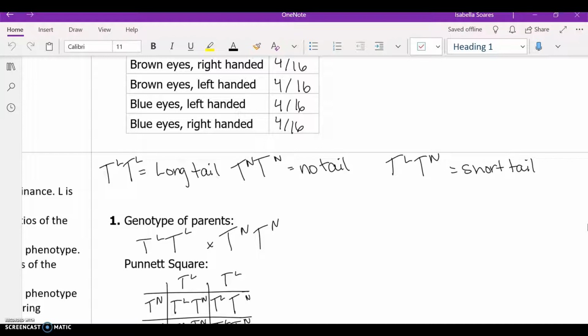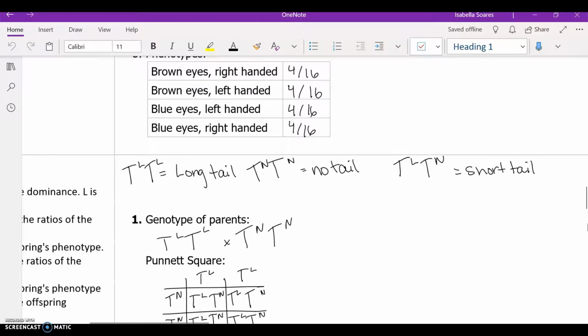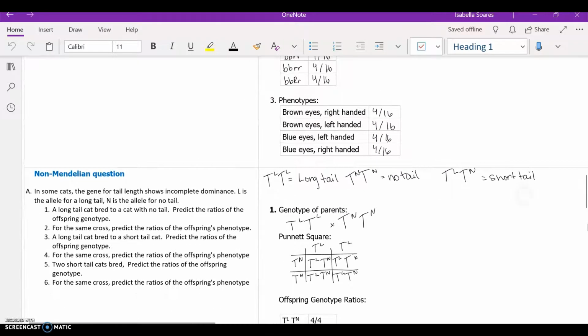So we can see the short tail is an example of being heterozygous for a trait. So it will show a third phenotype. The third phenotype is a blend of the other two, right? So we have the capital L and the capital N. Let's read the first question.